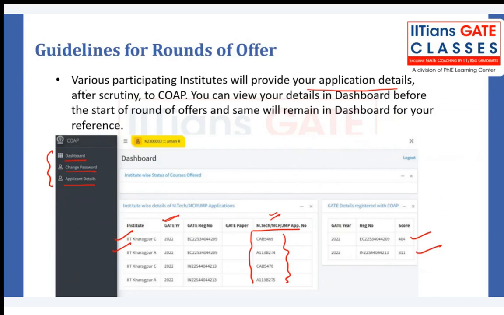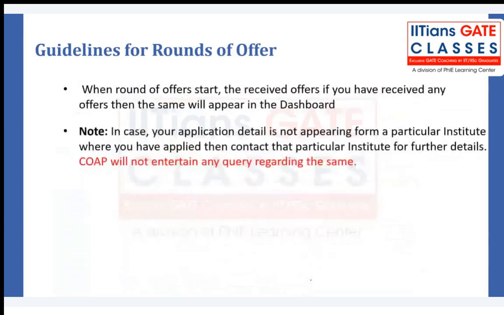So all the information you will be able to look at in one go, right? So various participating institutes will provide your application detail after scrutiny to COAP, and you can view your detail in the dashboard before the start of rounds of the offer, and it will remain in the dashboard for your reference. Okay, so before the rounds of offer get started, everything will be shown here, right? So when the round of offer starts, the moment the round of offer starts, if you have received any offers, then the same will appear in the dashboard.